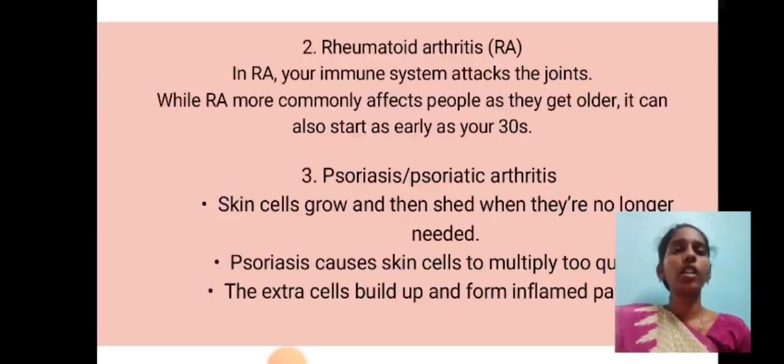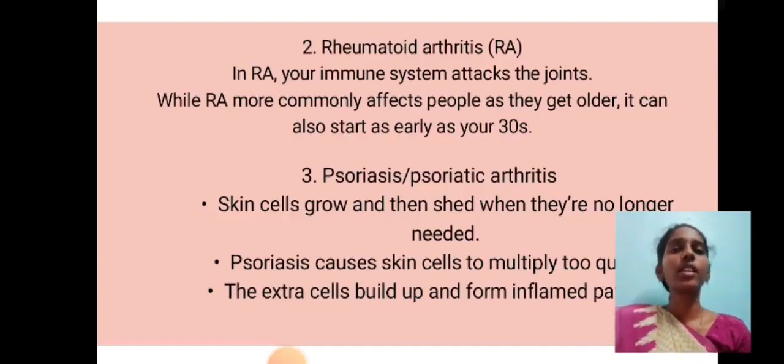Next, rheumatoid arthritis. In rheumatoid arthritis, our immune system attacks the joints. Rheumatoid arthritis is more likely to develop in people in their 40s and 50s. As they get older, rheumatoid arthritis develops. But if a person has an autoimmune disease, it can start as early as your 30s.